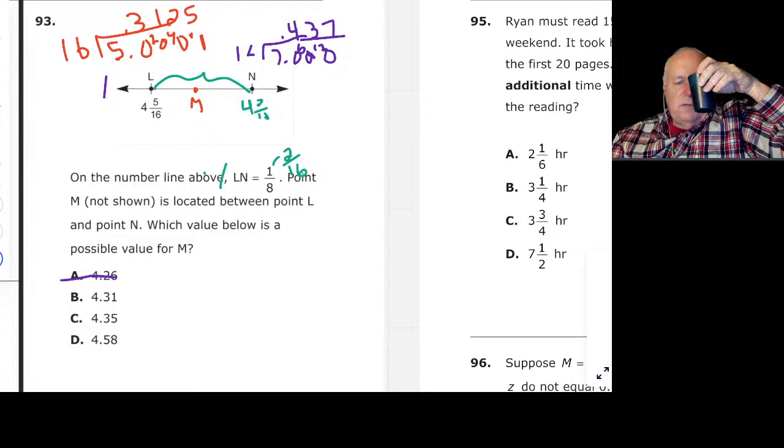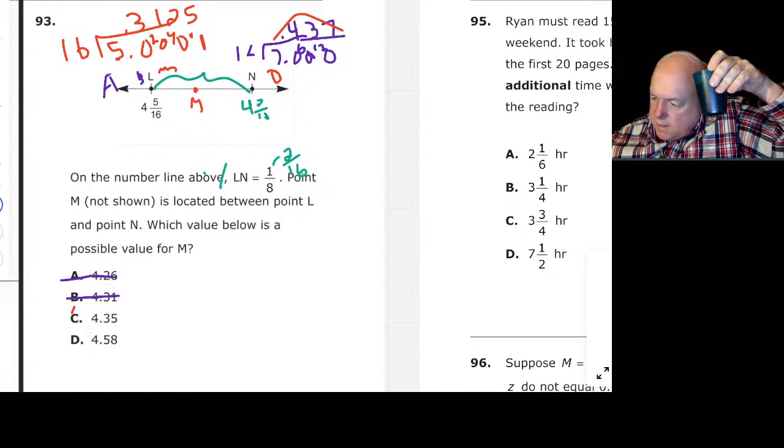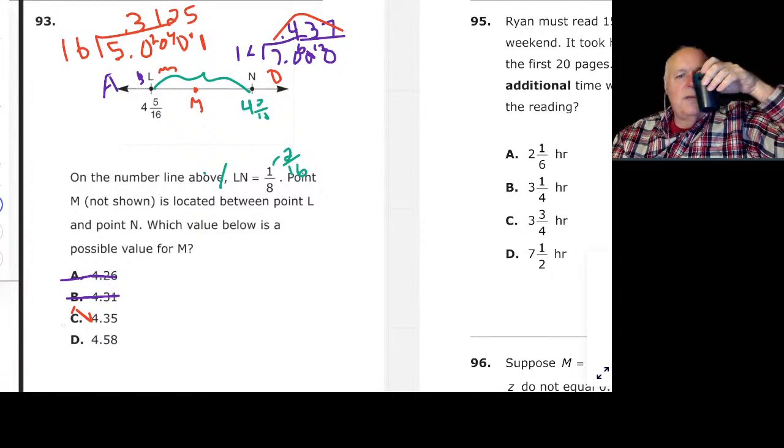Okay. B is 4.31. So B is almost right up to L. B is just before it. Okay. C is 4.35. So C is definitely after L. But is it before N? Well, yeah. That's 4.37. So C is good. And D is over here. D is past N. So C would be our answer. And give me 1 second. I'm actually going to check this one because, yeah, the answer C. Because I don't want to have made a mistake.